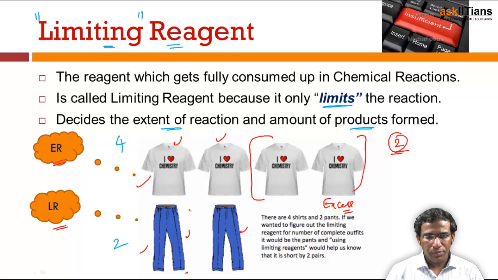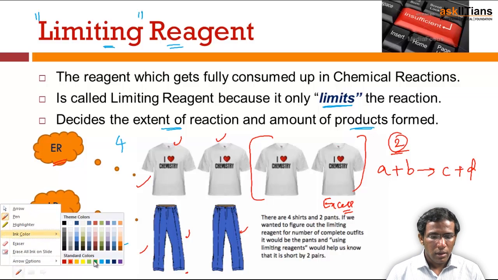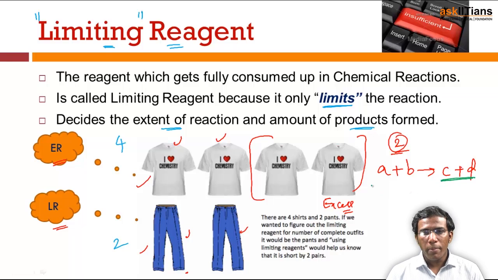This is also applicable for a chemical reaction. Suppose a chemical reaction occurs between A and B, giving some products, say C and D. What do you understand by this reaction? For products to form, A has to react with B. So A needs B and B also needs A. If both are present, only then does the reaction take place.